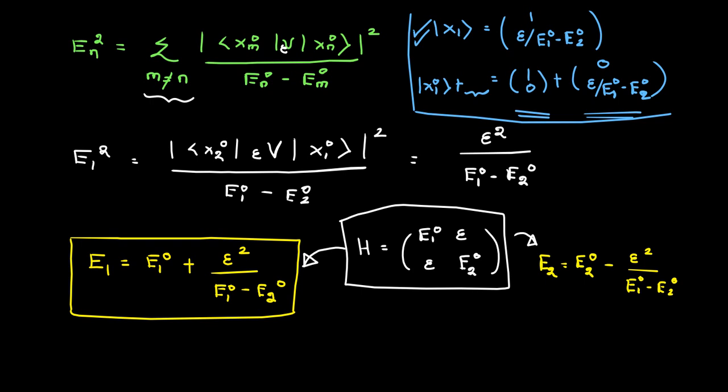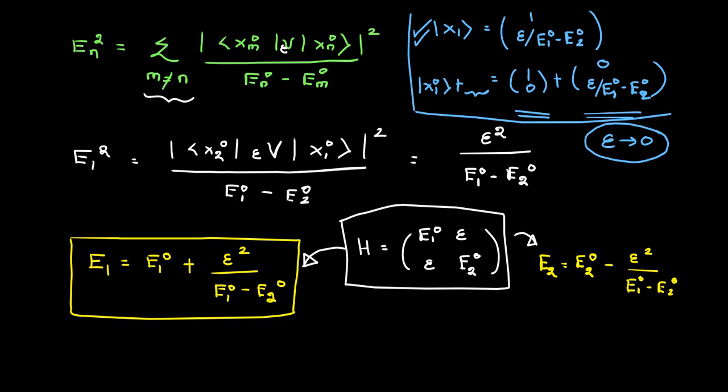Now in this case, when epsilon tends to 0, you get back your original eigenstates and eigenvalues, which is very easy to check. If your epsilon tends to 0, then this term goes to 0, this term goes to 0, the perturbation terms in your Hamiltonian go to 0, and you get back your old solution. So this is the time independent perturbation theory in quantum mechanics.